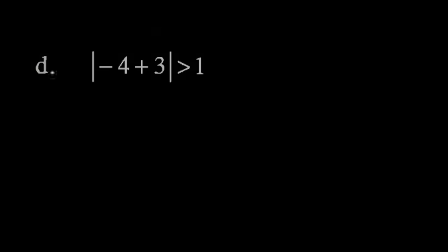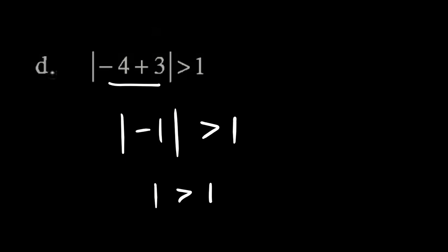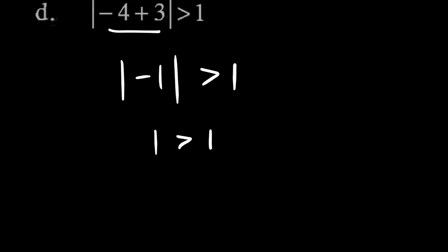And then the last one, we have the absolute value of -4 plus 3 is greater than 1. So this -4 plus 3 is -1. So this is the absolute value of -1 is greater than 1. The absolute value of -1 is 1. So this says 1 is greater than 1. It is not. This is false.